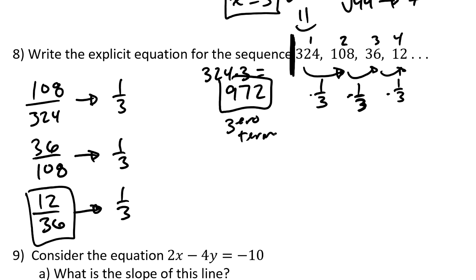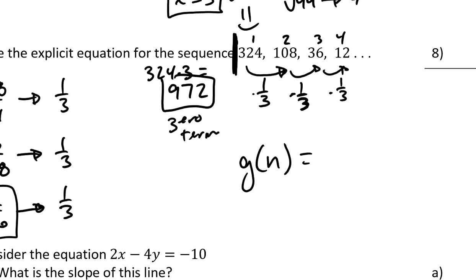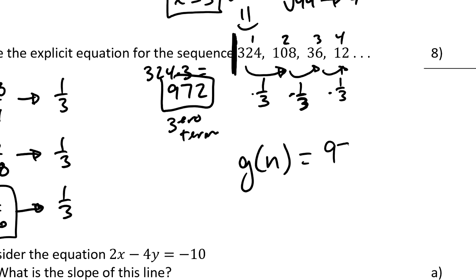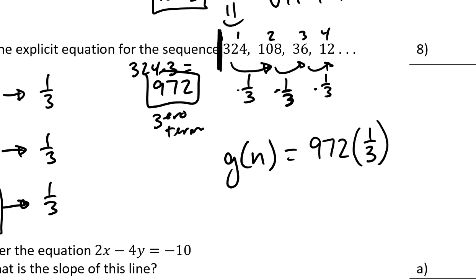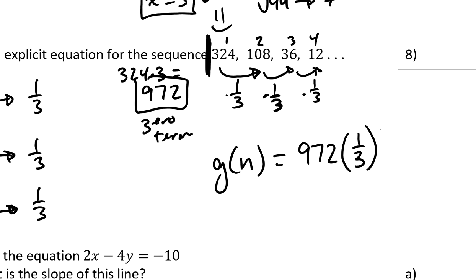What's happening here is, I guess I'll use G for this. G of n is equal to, let's see, the 0th term is 972, and we're going to keep multiplying that times 1/3. How many 1/3? Well, it depends on where you want to stop in the sequence, but we do need to put an n here to indicate that there's going to be multiple 1/3 that we can multiply by.